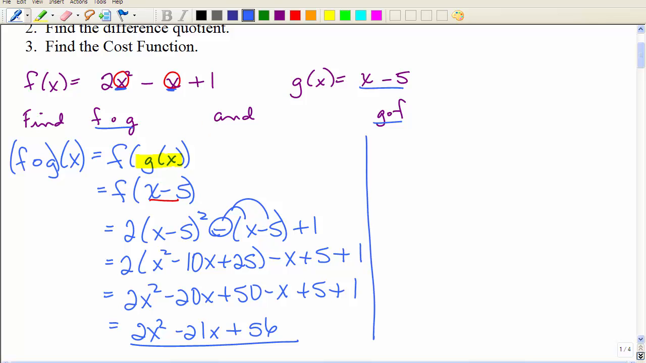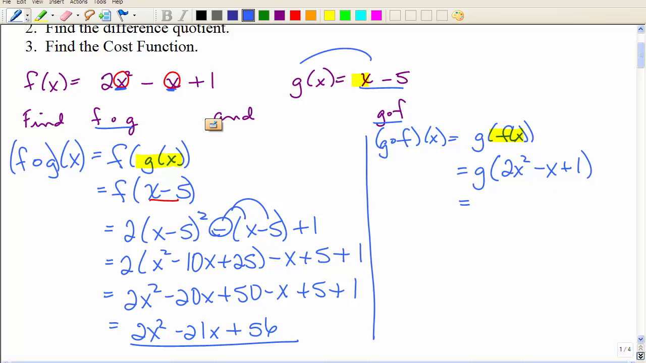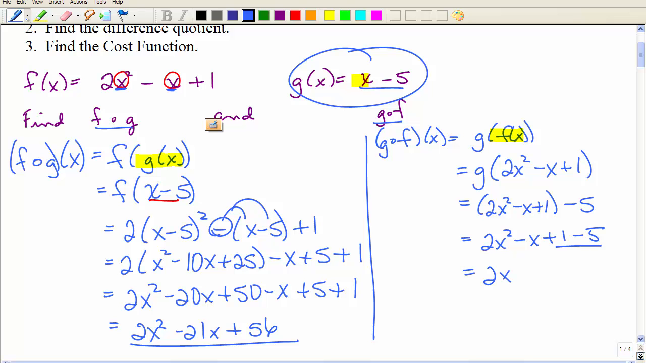All right, so let's now do g of f of x. So that means g of f of x. All right, so again, we're going to take f of x and put it in for x. So we're going to evaluate the g function at 2x squared minus x plus 1. So it means we're going to go to the g function, and in place of x, we're going to put this function, and then don't forget the other part, the minus 5. So the algebra here is much easier. Just going to remove those parentheses, basically, collect like terms.